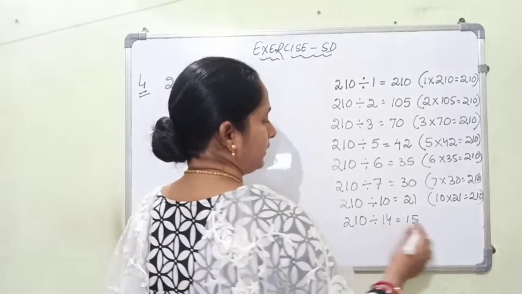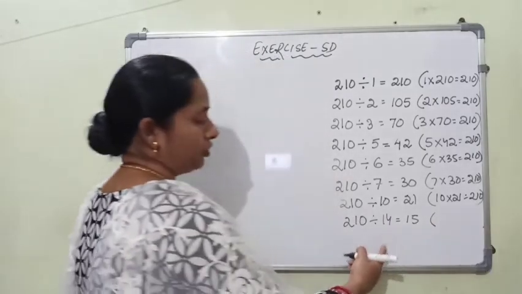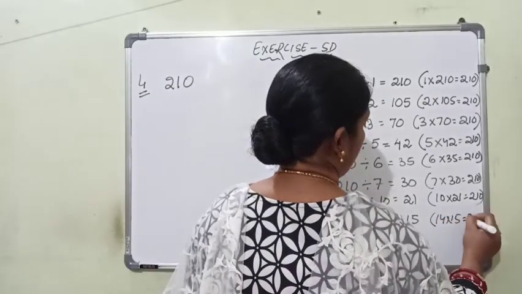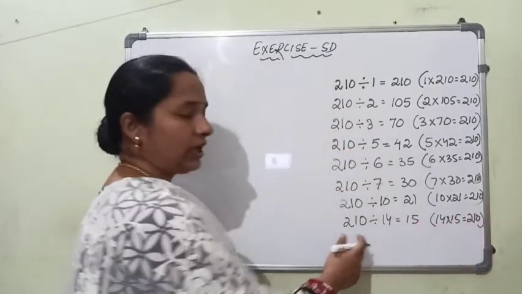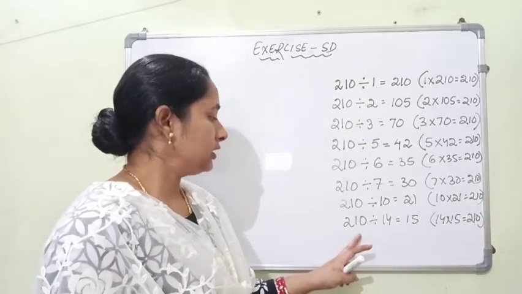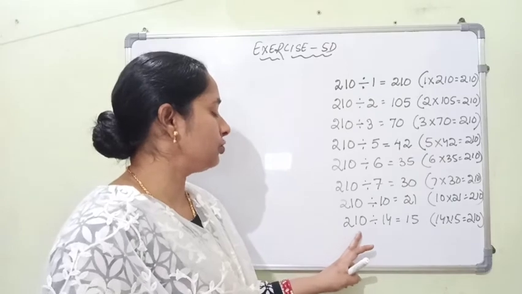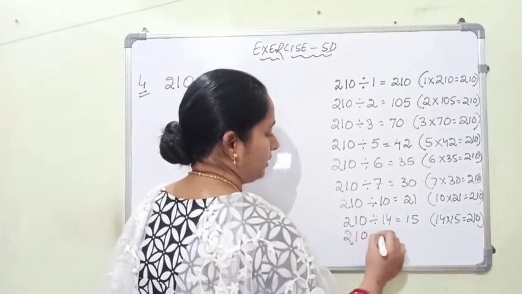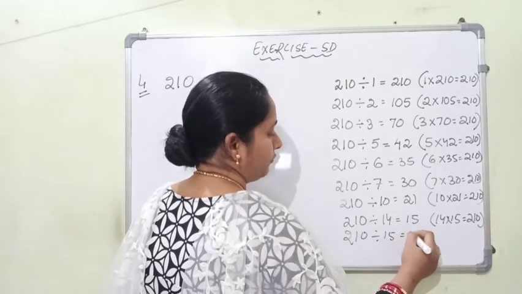Okay. And 70. Then after 14, what is the number? We get 14 15s are 210. After 14, we have the number 15. Okay, so 210 by 15, if you divide 210 by 15, you get 14.